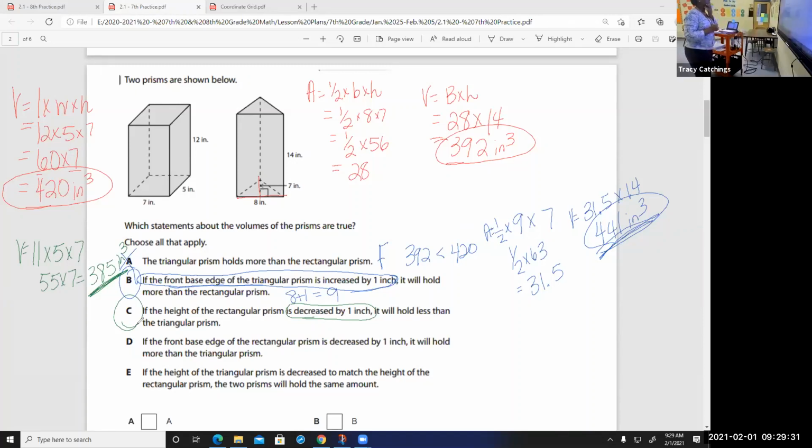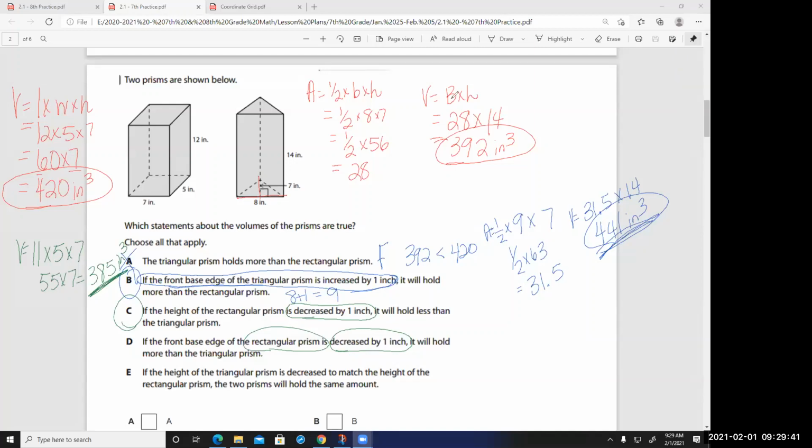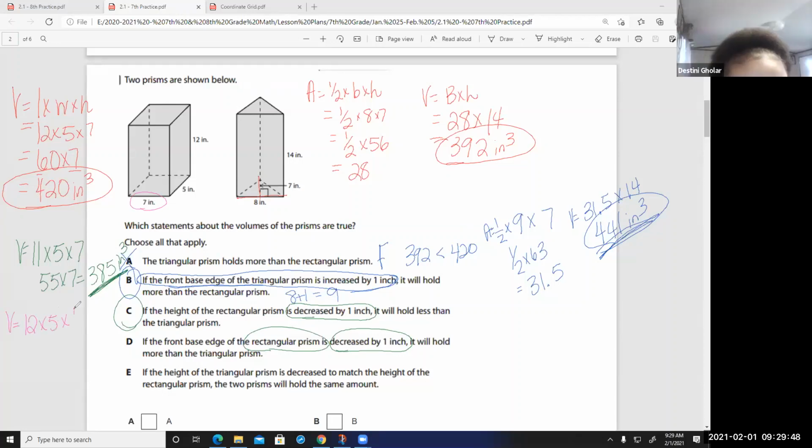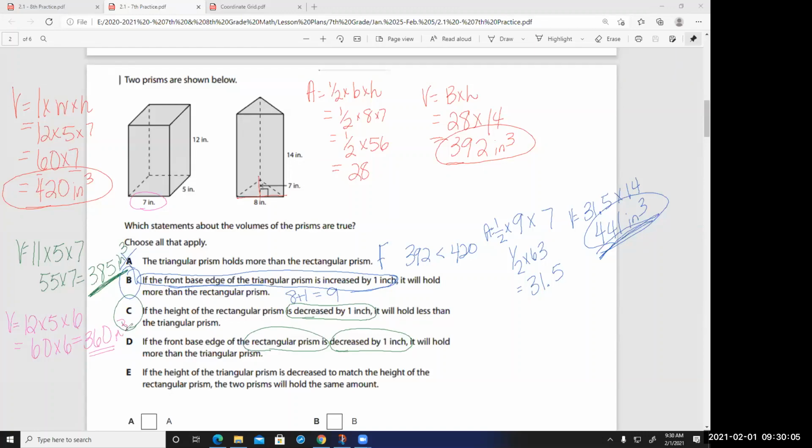All right, D says if the front base edge of the rectangular prism is decreased by an inch, what's the front base edge now? 7. All right, so if we decrease it by 1, it'll be 6. So now that'll be 60 times 6. 360. All right, is that more than what'll be in that triangular prism? No.